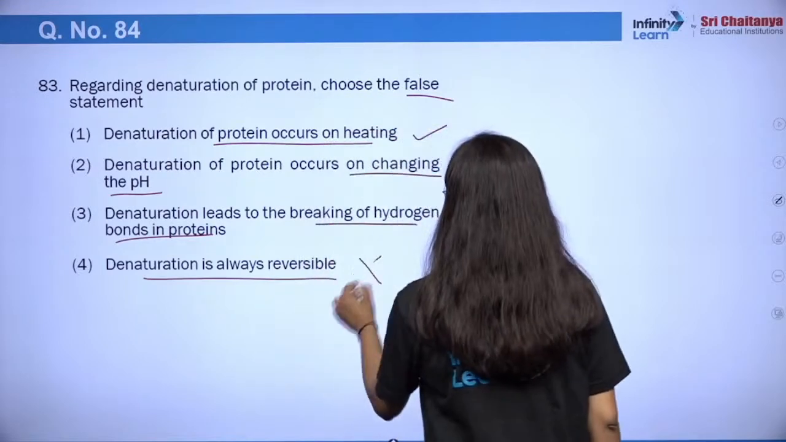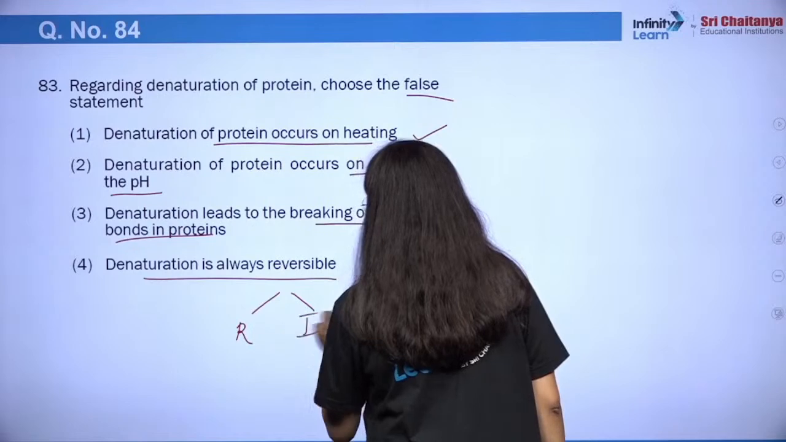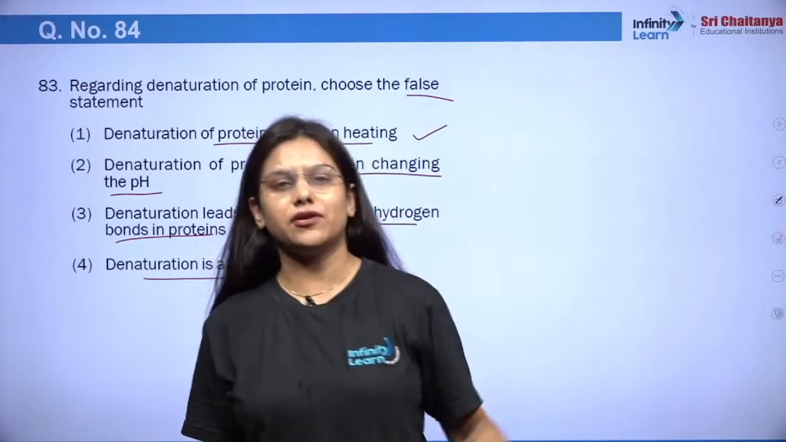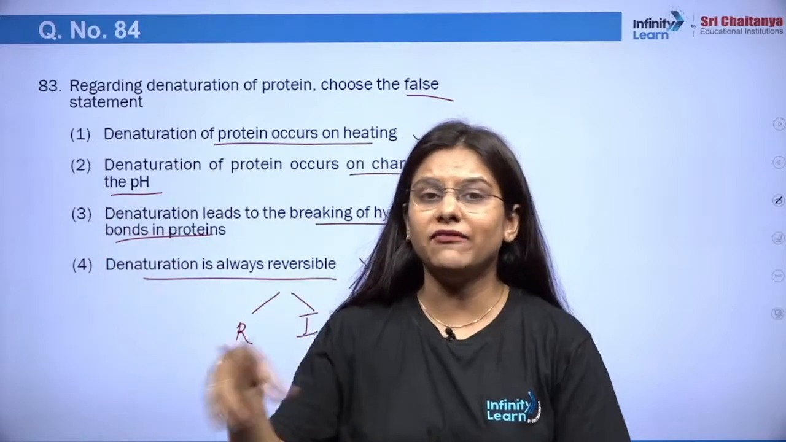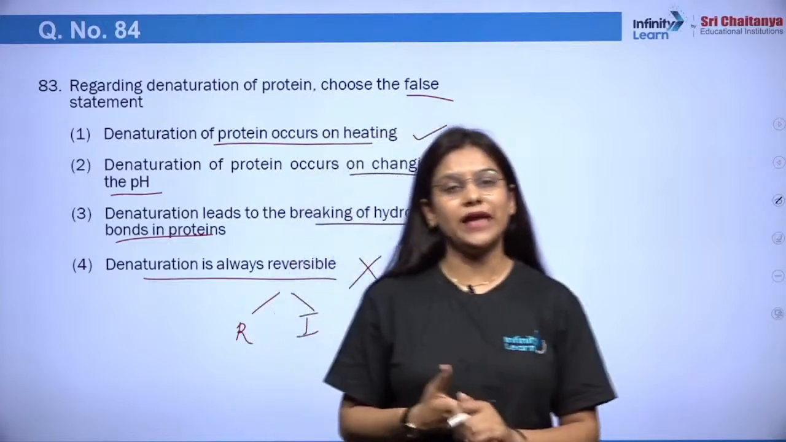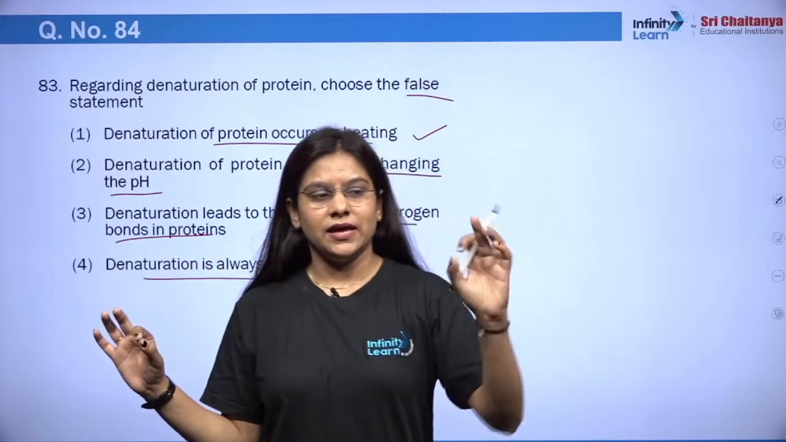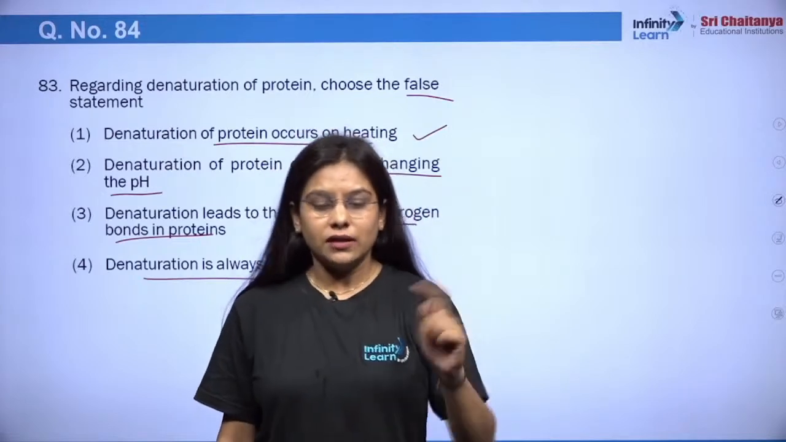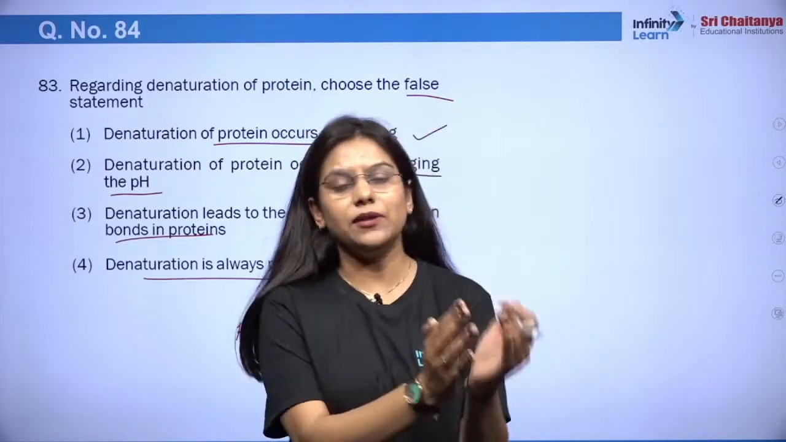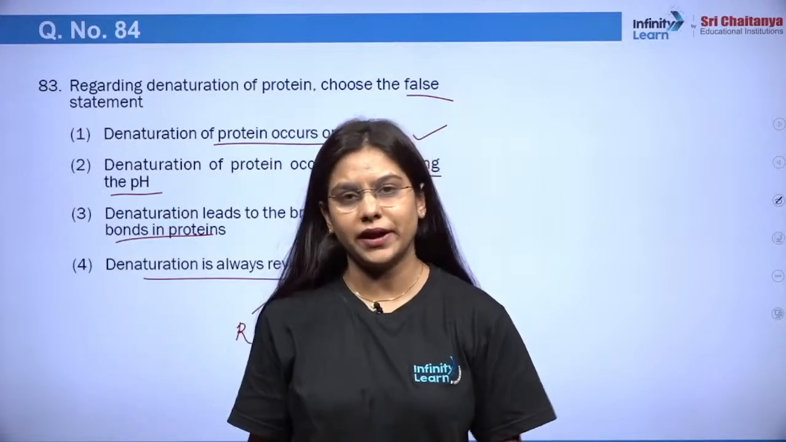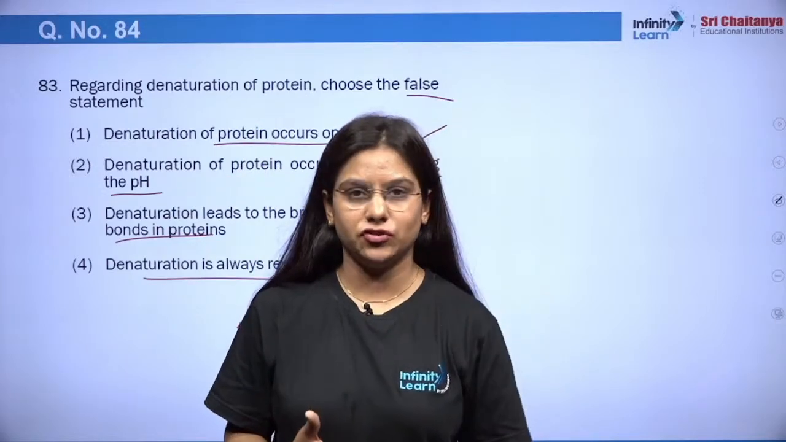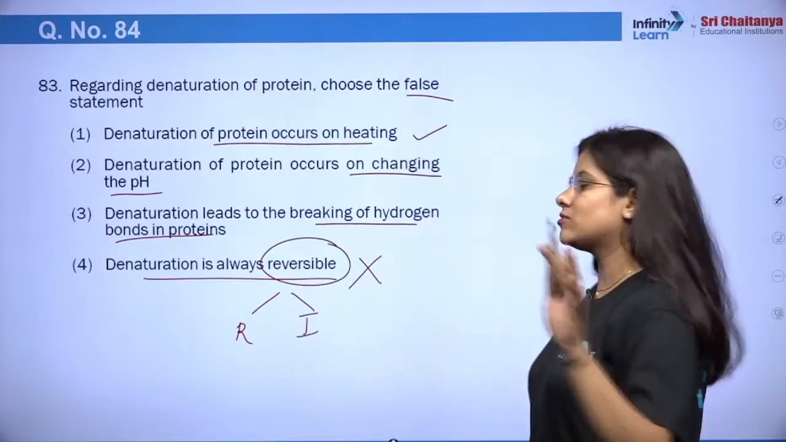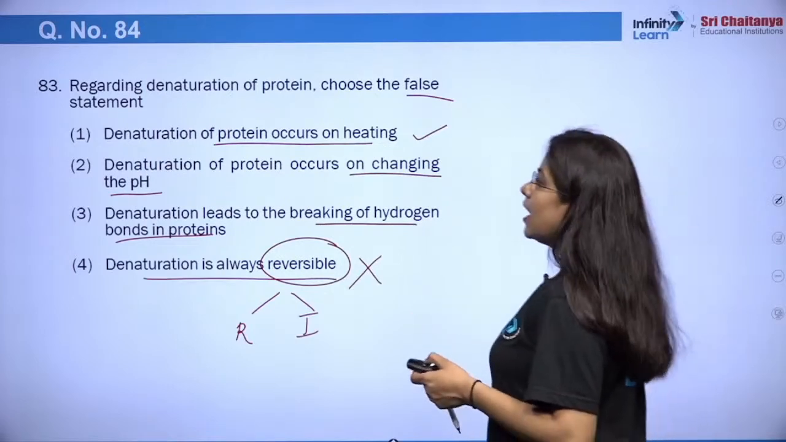Denaturation is always reversible? No. Denaturation can be reversible and it can be irreversible also. The formation of curd from milk is irreversible denaturation. We can't get back the pure milk. But when I take the example of denaturation of DNA, what happens on heating? The double stranded DNA converts to single strand DNA, because the hydrogen bonds between AT and GC are broken down. Now what happens on cooling down? Again the single strand DNA will convert to double strand DNA, and this process is known as renaturation. So this is not always reversible. It can be reversible, it can be irreversible also. That is why it is a false statement. Understood?